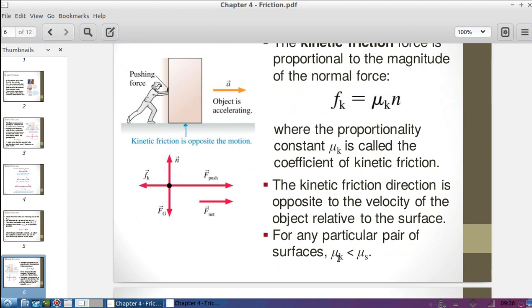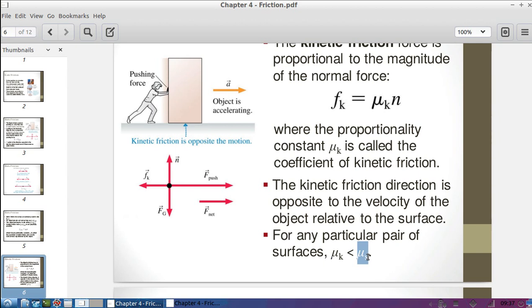But for most surfaces, the coefficient of kinetic friction is less than the coefficient of static friction. What does this mean? You have to overcome the static friction, so you have to apply a very, very large force on this object. Once you get it moving, it will take less force to keep it in motion, because the coefficient for kinetic friction is less than the coefficient of static friction.